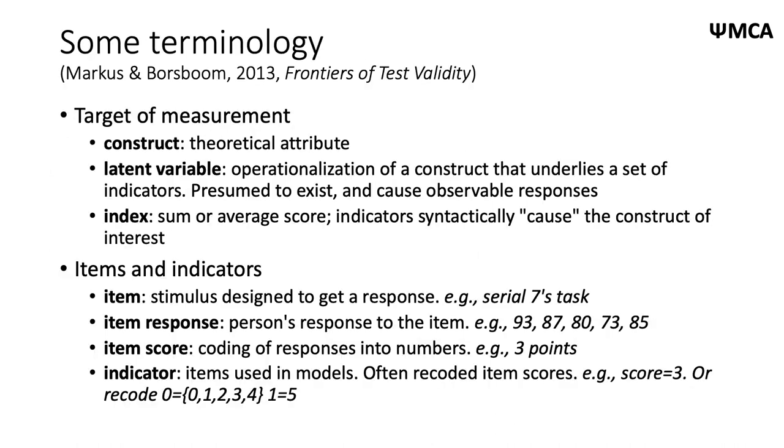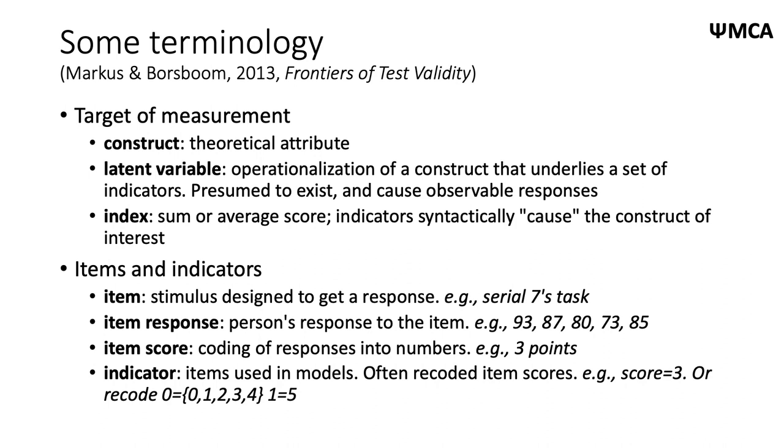I want to talk about some terminology here because I think it'll really help both in this talk and in moving forward as we have conversations and discuss our different approaches. So let's talk about our target of measurement. Our target of measurement ultimately is a construct that we want to represent. We want to represent cognitive functioning, or maybe we want to represent speed of cognitive processing or memory or some other subdomain thereof. So this construct is a theoretical attribute. An operationalization in a statistical model of our construct is a latent variable.